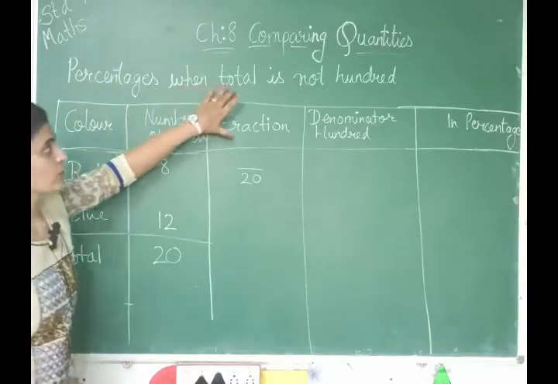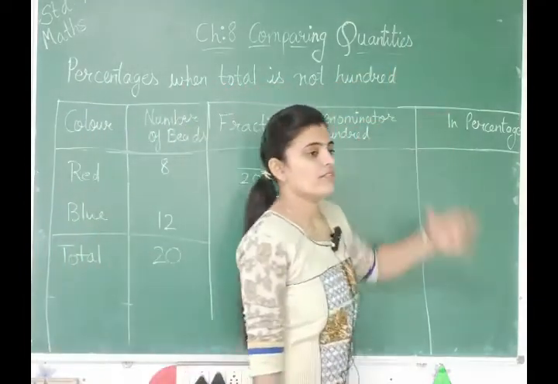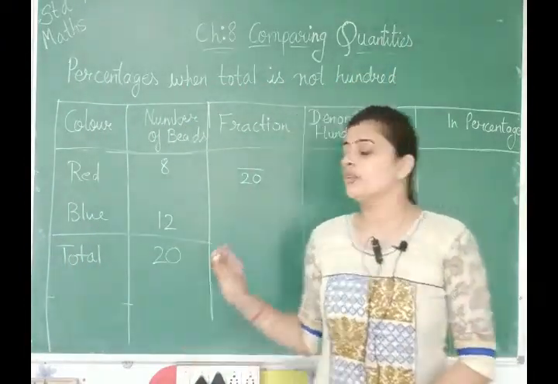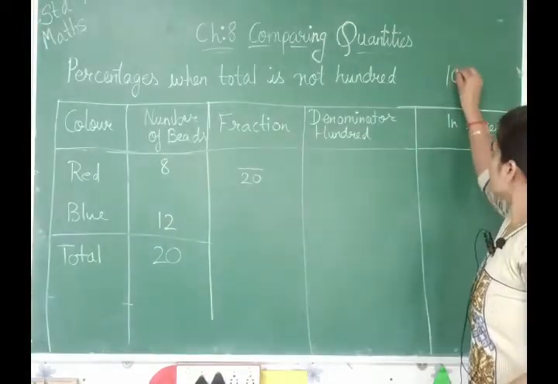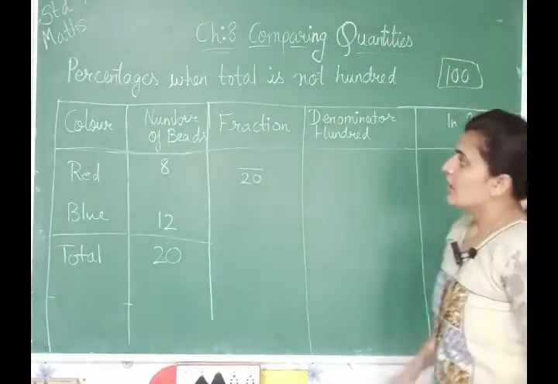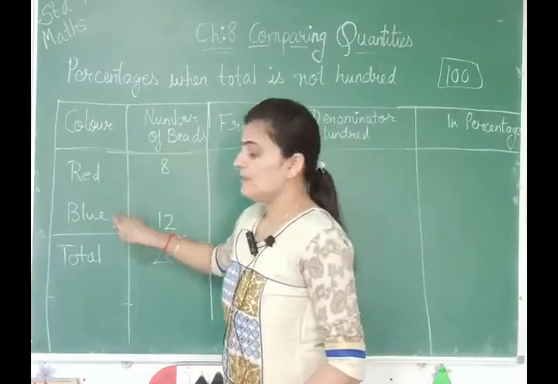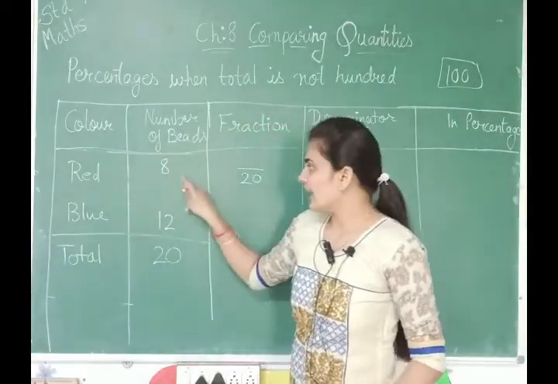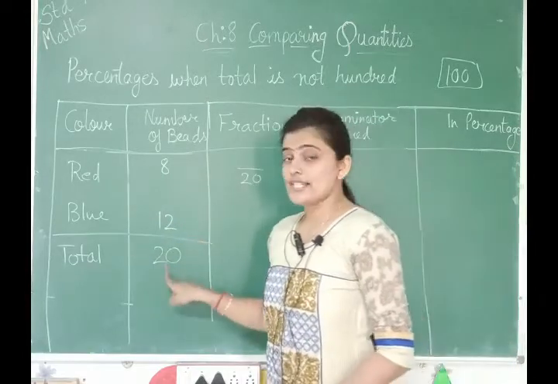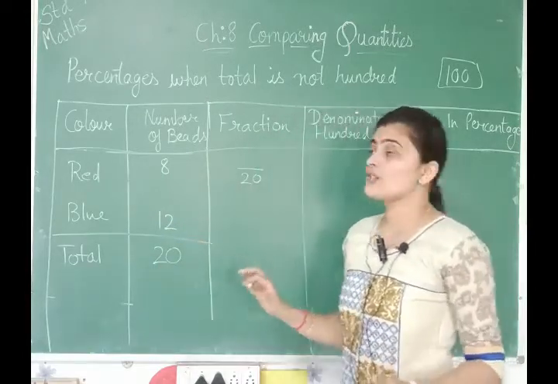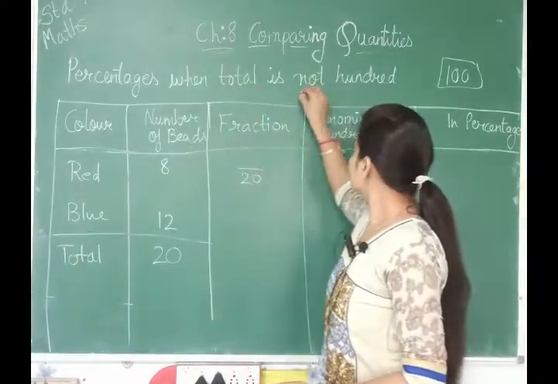Percentage when the total is not 100. Now we have seen that four different tiles were given and the total was 100. Now here the colors of the beads are red and blue. Red are 8 and blue are 12. Now let us total them. Their total is 20. That means the total is not 100.